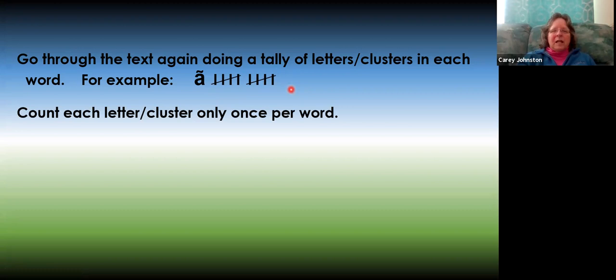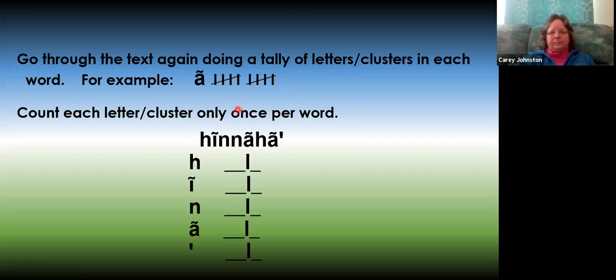You're going to count each letter or cluster once per word. So for example, and I won't pronounce this right, so I won't even try. In this word that we have here, we have the letter H, and it comes twice in the word, but we're only going to count it once. We have the letter I tilde. In this case, it only occurs once in the word, so we count it once.